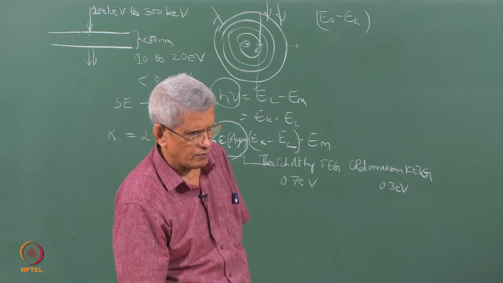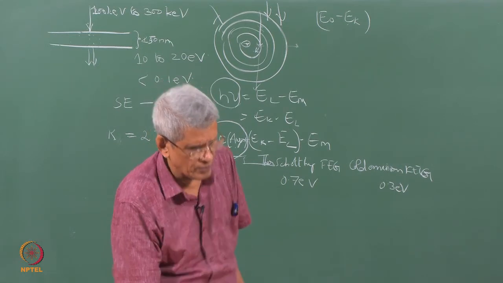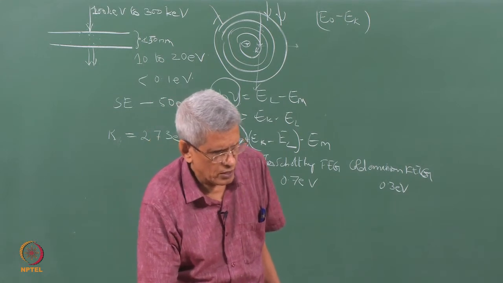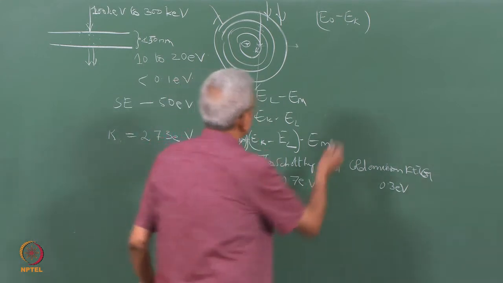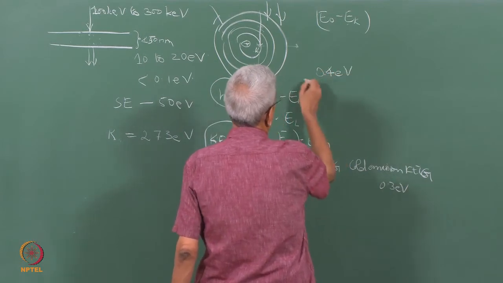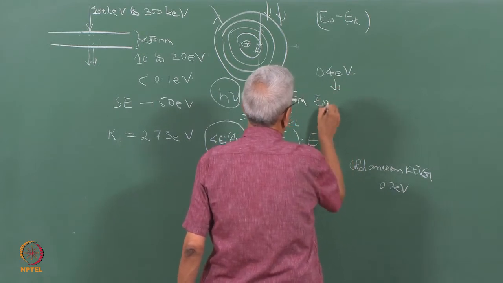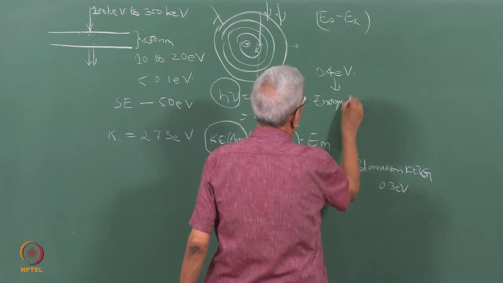Generally, the best energy resolution which has been achieved in this sort of spectrometer is of the order of 0.4 electron volt.